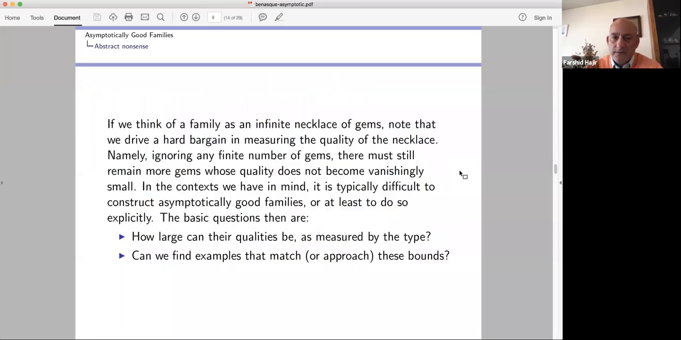So notice that if I go with the analogy of a necklace of gems, I'm being pretty stringent on a high quality necklace. It can have one or two gems that are not very valuable, but asymptotically speaking, if I ignore any finite number of gems, I still have a non-zero lower bound for a subsequence that stays high quality. So it's typically hard to find these asymptotically good families. And I think Bilin was just mentioning that, usually you try and you fail. But when you do find them, the questions are, how large can the quality of an asymptotically good family be, as measured always by the type? And can we find upper bounds for them?